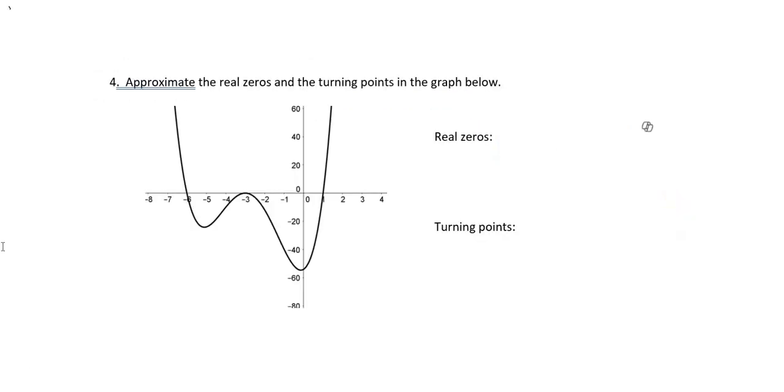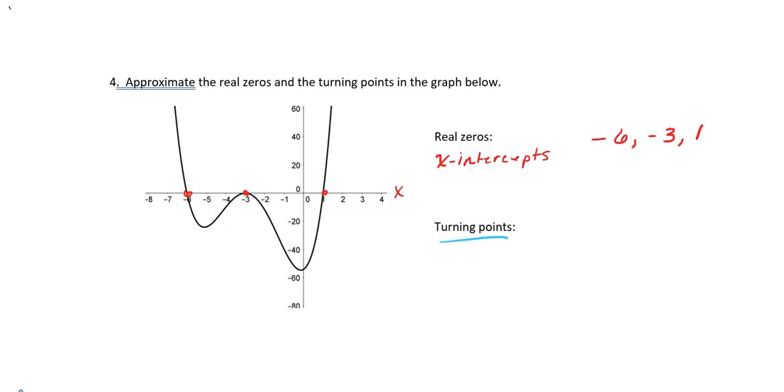In this problem, I'm asked to approximate the real zeros and the turning points in the graph. Remember that the real zeros are your x-intercepts. In other words, that is where your graph crosses the x-axis. So here, here, and here. So my real zeros are at -6, -3, and +1.